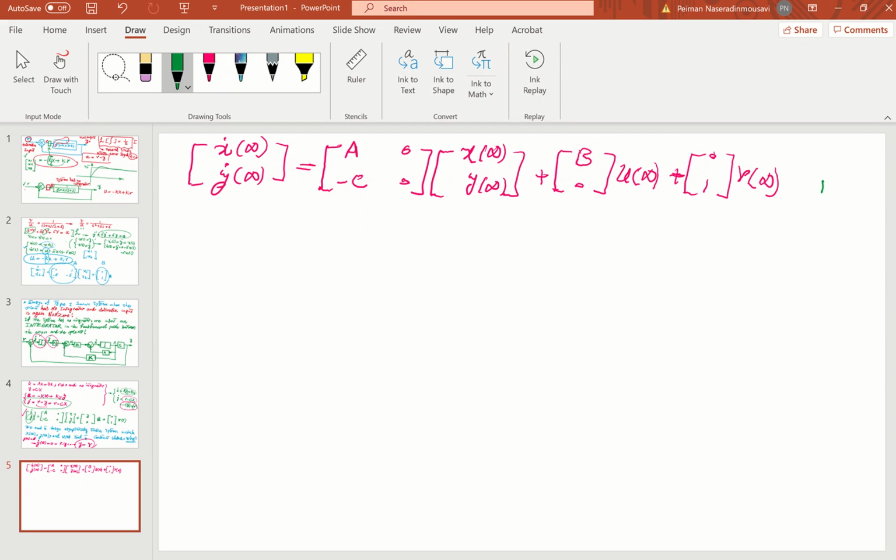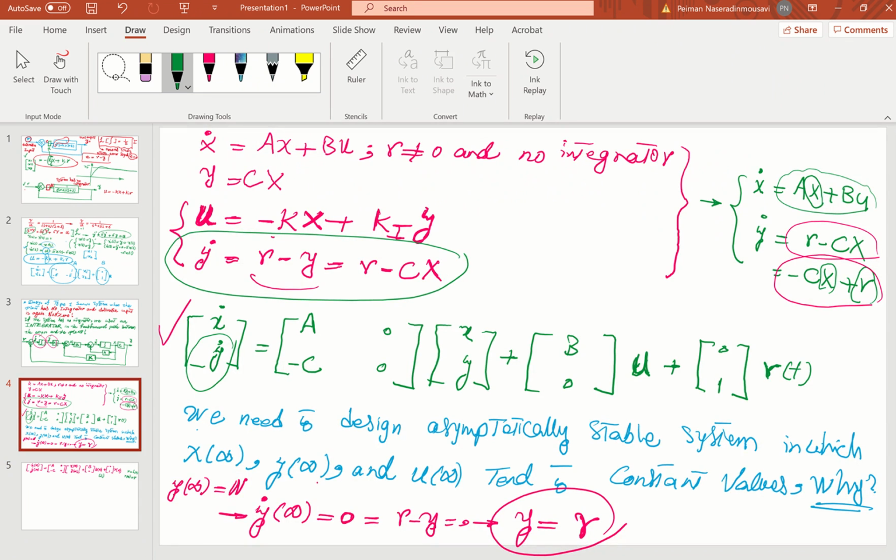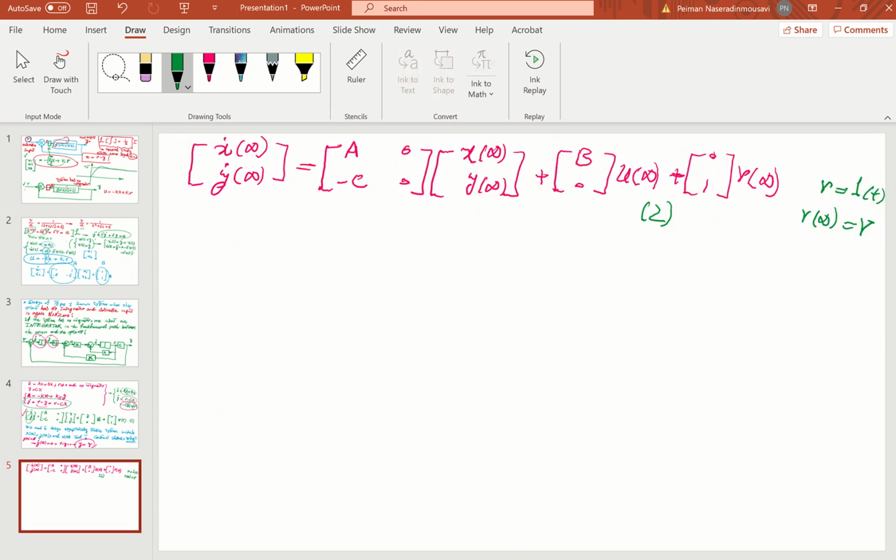If, for example, your r is a unit step, then r at time infinity is again r. That's right. So now I'm naming this equation 2 and that equation 1. I'm going to subtract 2 from 1. If I do that, you get x dot of t minus x dot at infinity, z dot of t minus z dot at infinity is equal to, again, A, where we have to factor out this matrix.